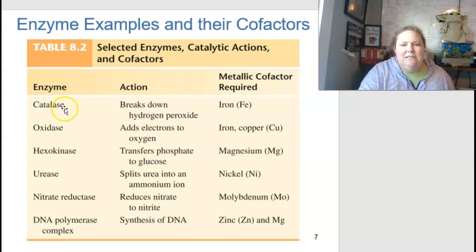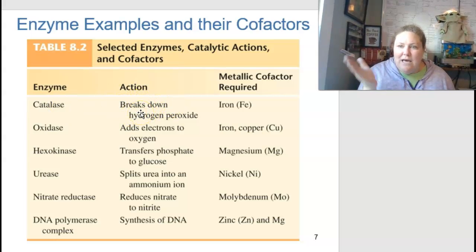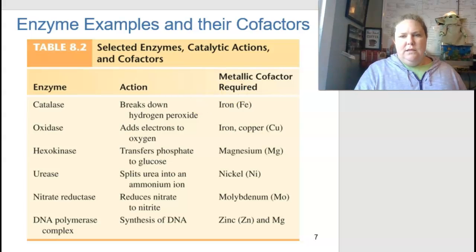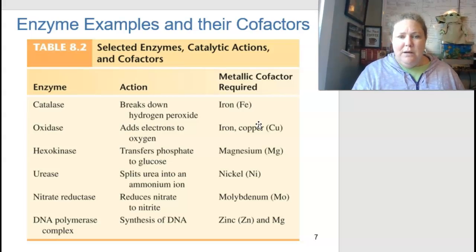You have catalase, and this is going to break down or catabolize. My cat Sophie likes to break things. Catalyze or break down, right? A metallic cofactor that's required would be iron. Oxidize is adding electrons to an oxygen, and your metallic cofactors would be like iron and copper. Then there's hexokinase, urease, nitrate reductase, and DNA polymerase.